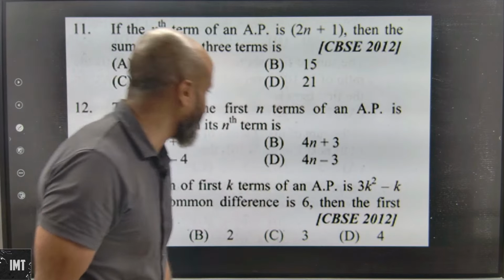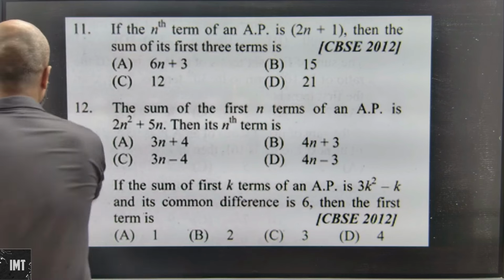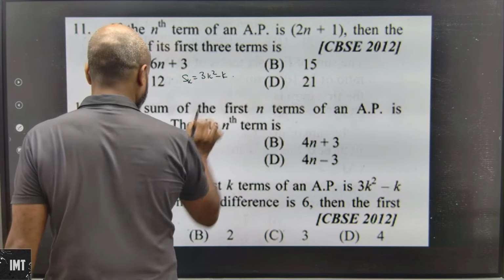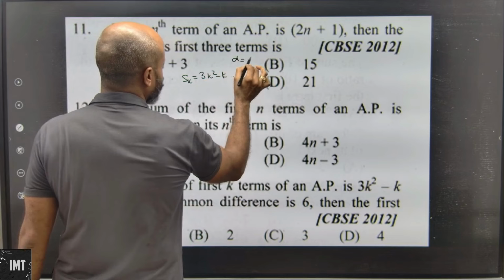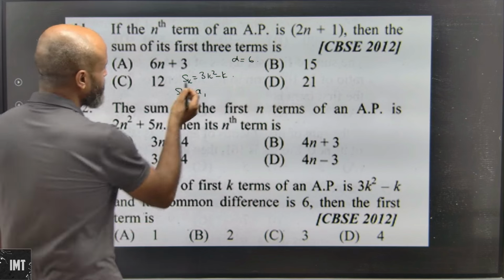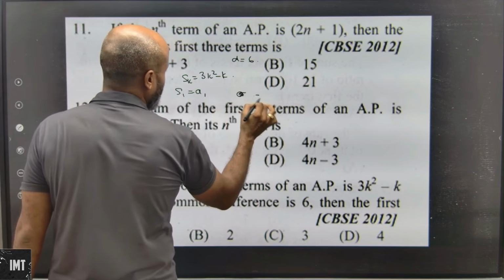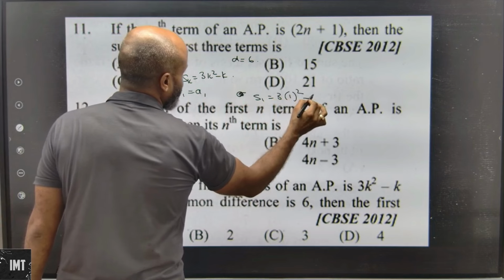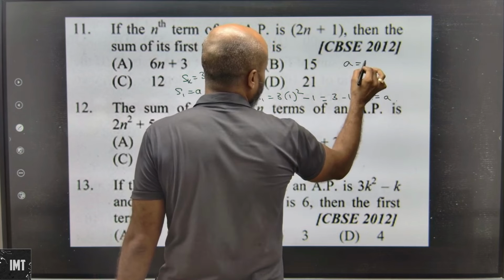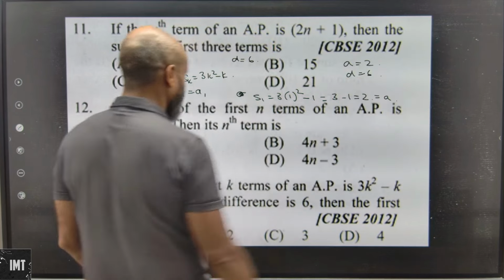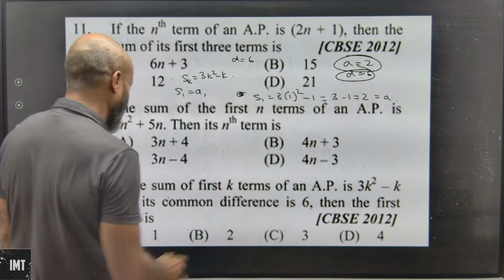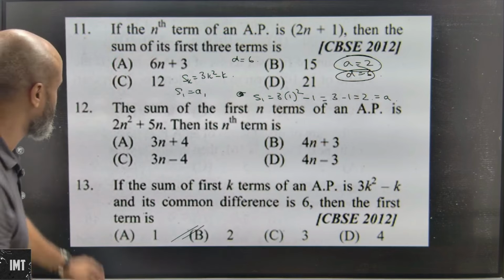If the sum of the first k terms of an AP is 3k square minus k, and its common difference, here the common difference is 6. As I said, S1 will always be equal to A1. So if I put S1 here, this will be 3 into 1 square minus 1, that is 3 minus 1, that is 2. This gives you the value of A. So A here is 2 and the common difference given is 6. Actually, the common difference is not required. The first term A can be calculated without the common difference, which is 2.